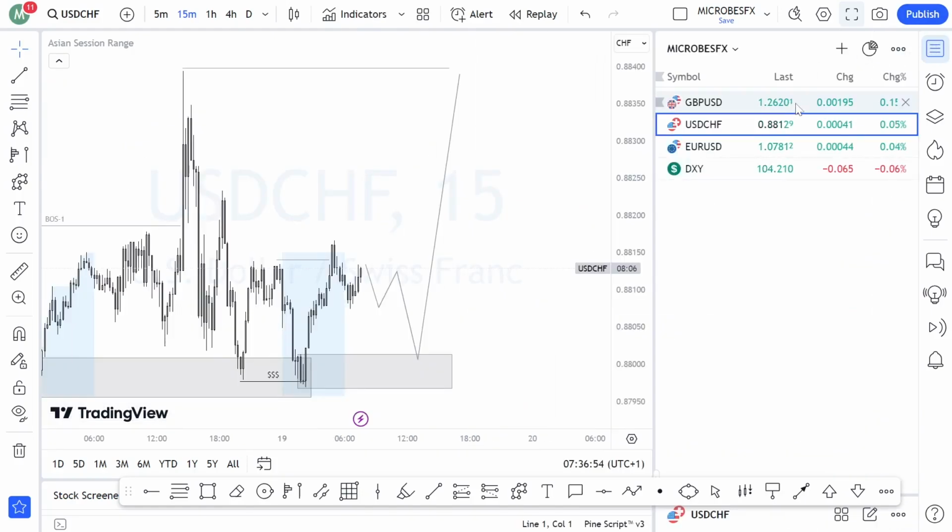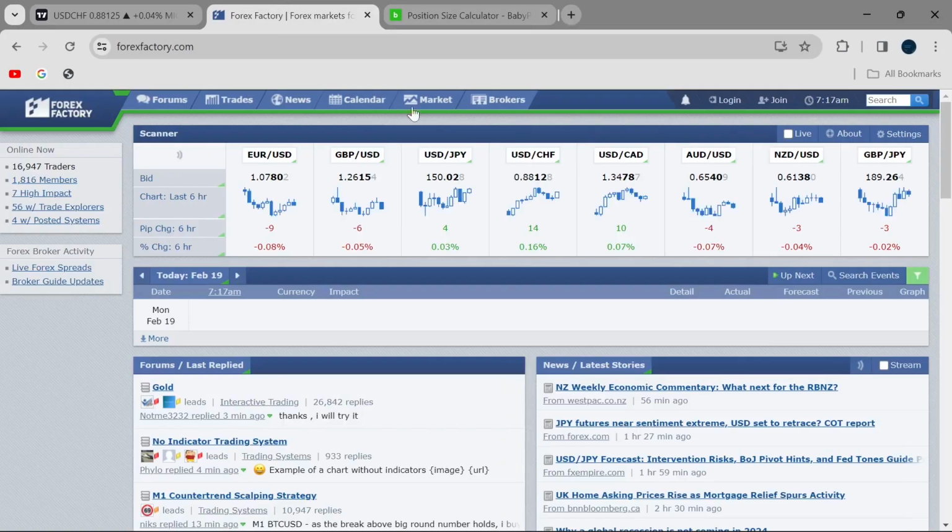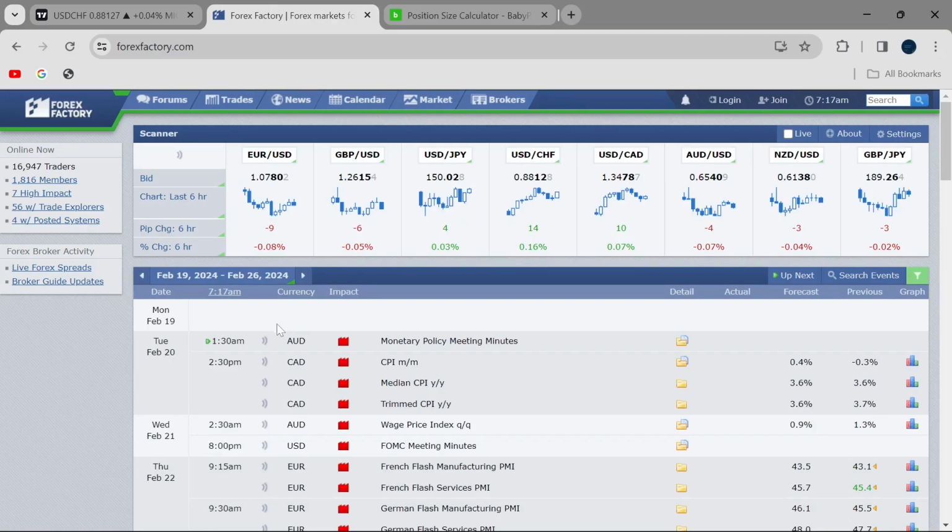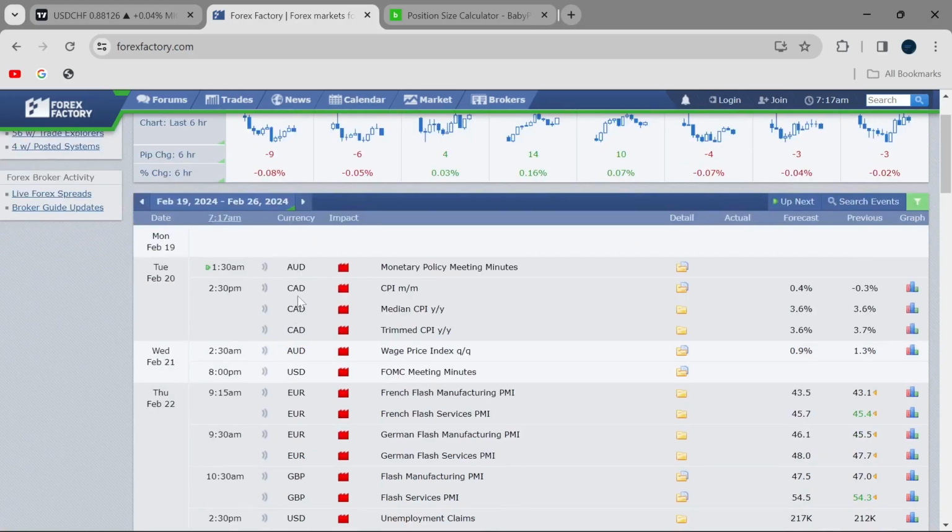That's that for all the pairs I trade, just 3 pairs. So let's check, is there really any news? Okay, there's no high impact news for the day. So for this week though, tomorrow there's no really high impact news that affects my pairs, just for the Australian dollar and Canadian dollar.